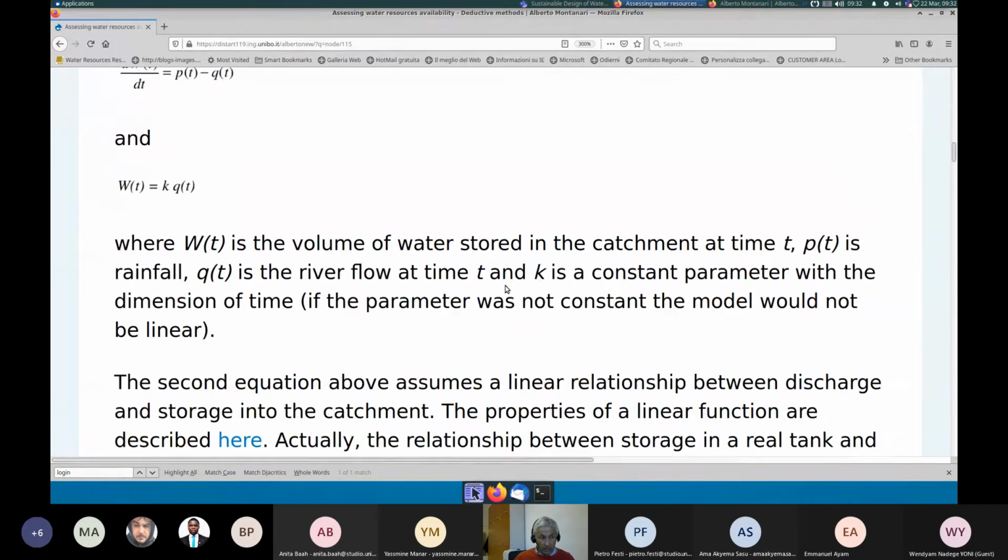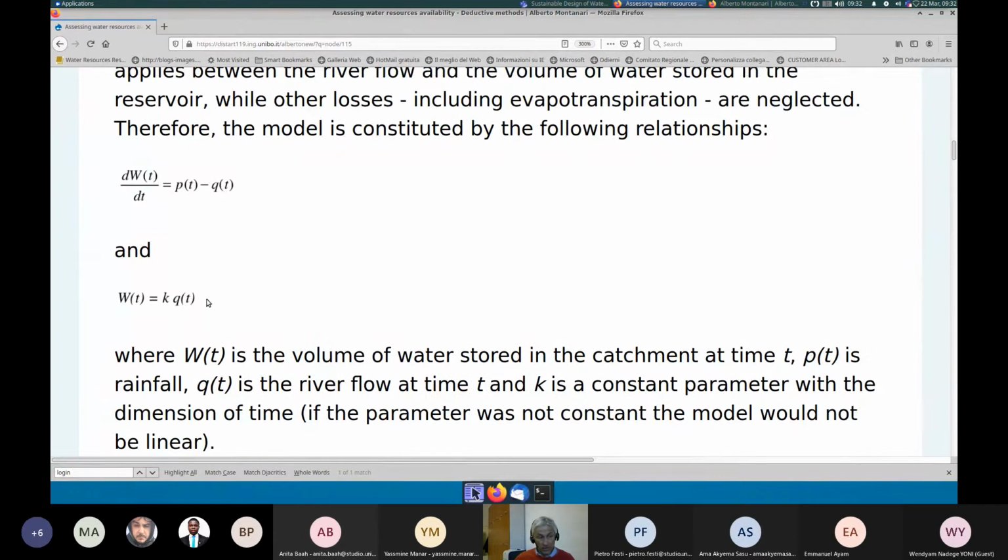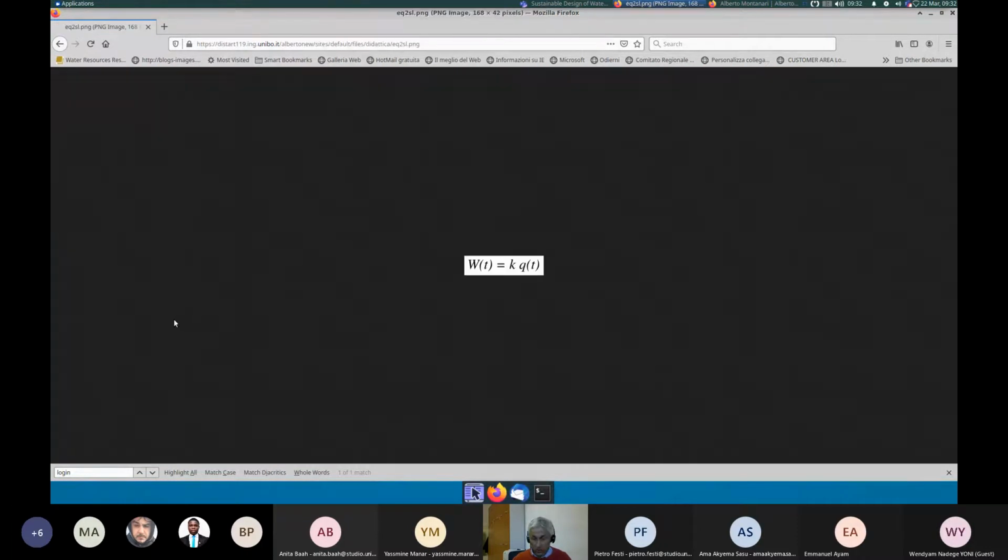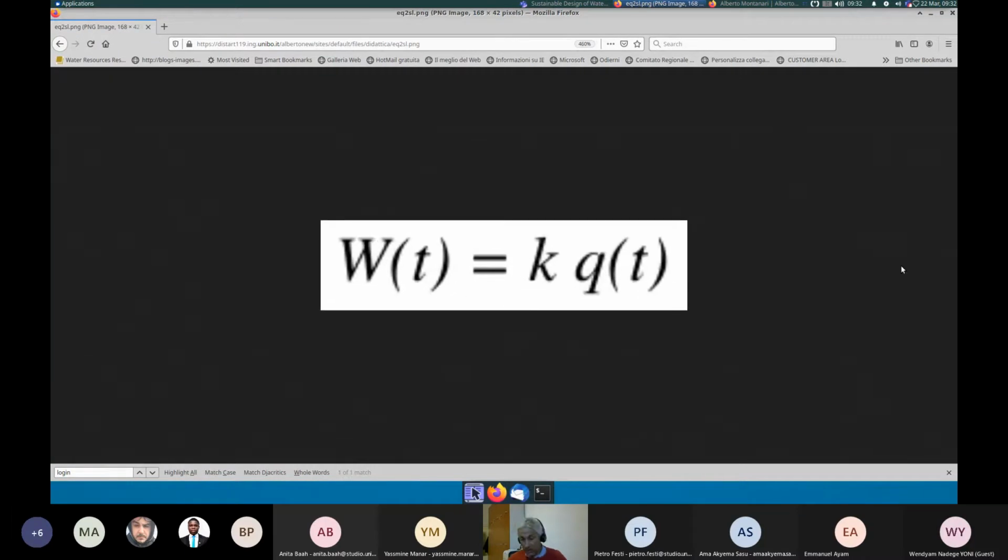Now, there is one further thing I want to point out in this linear reservoir model, and let me show you this formula, which you know well. Let me expand it. It's the second equation, which we used to build this model, which establishes a linear relationship between the storage in the catchment and the river flow that we want to model. And this linear relationship is obtained through a constant, which we denote with the symbol k.